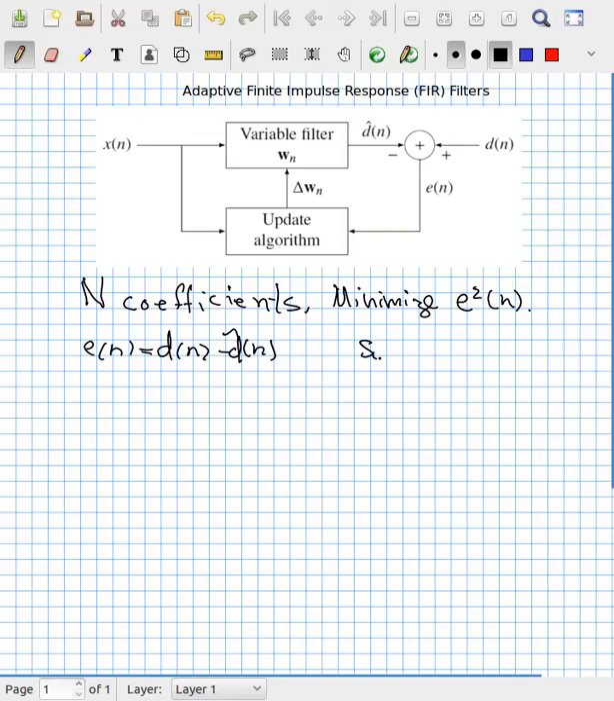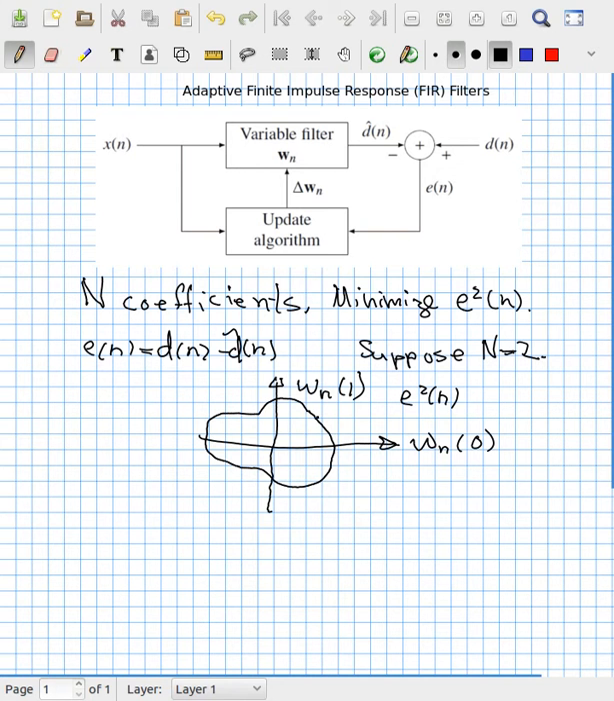And so let's look at a picture. I'm going to suppose capital N equals 2. In other words, we have two filter coefficients. So we'll have a two-dimensional thing here. This will be Wn of 0, and this guy right here will be Wn of 1.